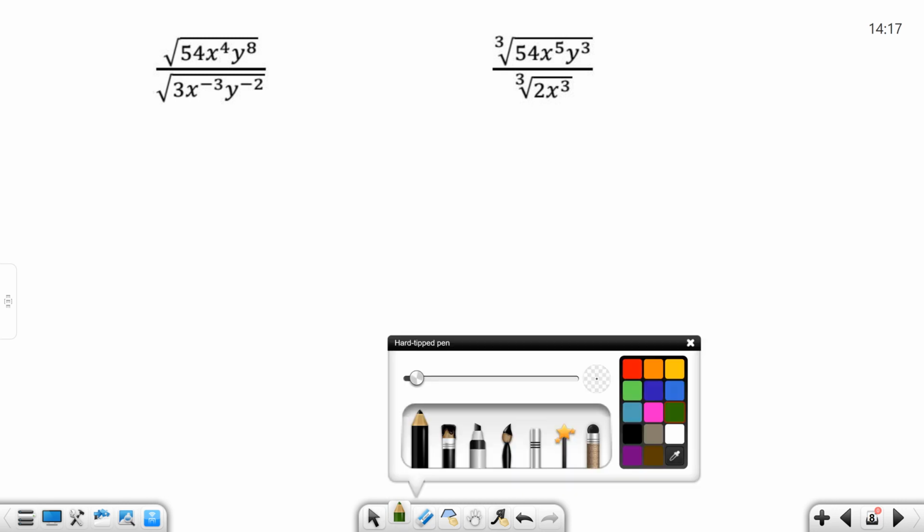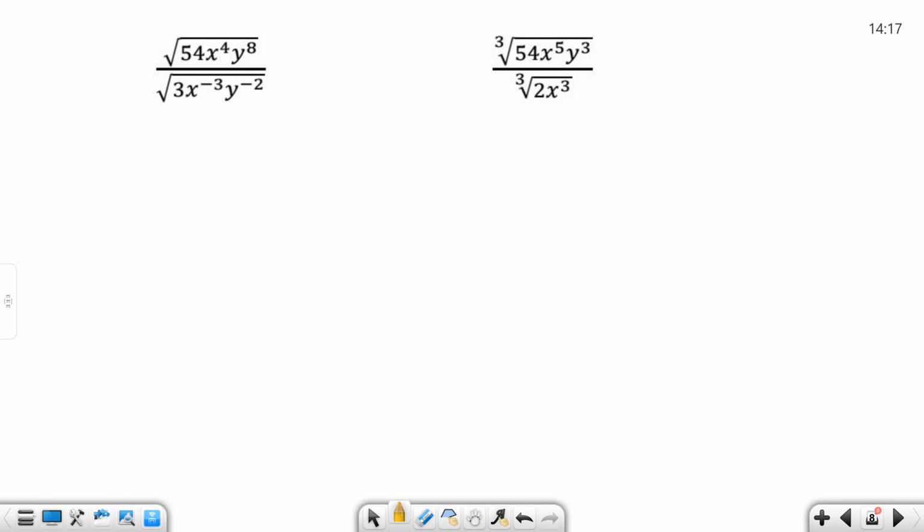So look at this one. I'm going to do the same thing for both of them under a square root. This is going to be the square root of 54. That's not 54. Let's try that again. 54 x to the 4th, y to the 8th, over 3x to the negative 3, y to the negative 2.